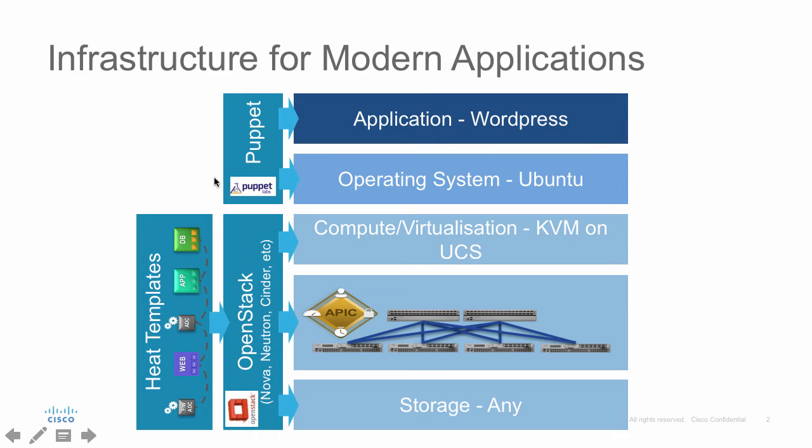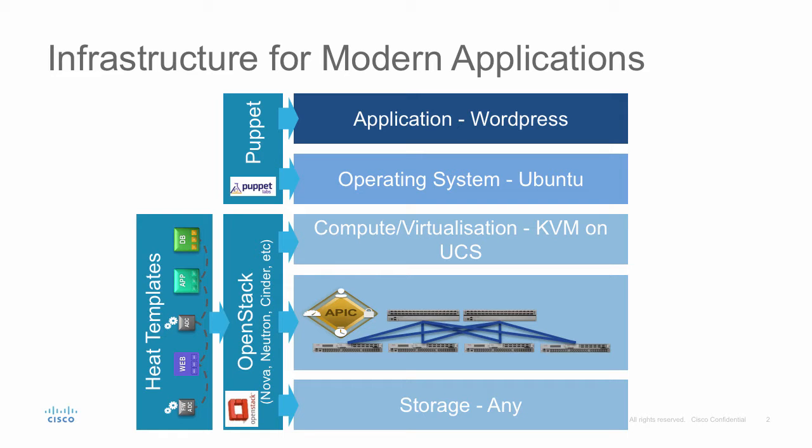On top of that, we also have OpenStack heat templates to describe all of the infrastructure requirements of the WordPress application that we're going to talk about. In this instance, those heat templates are going to provision all of the network resources required for WordPress, all of the compute resources, and how all those things relate together.